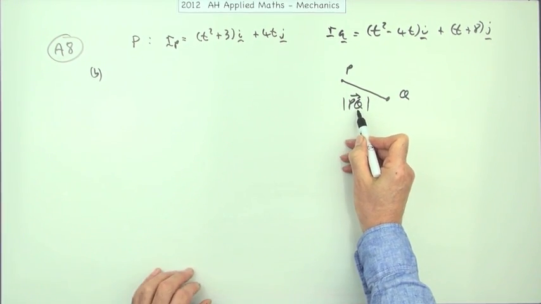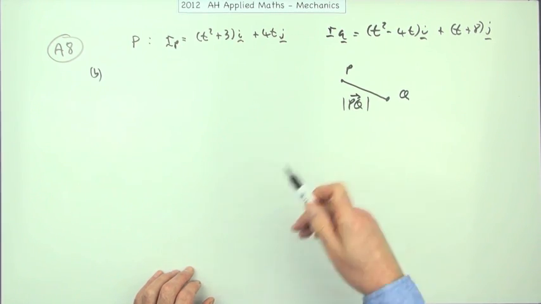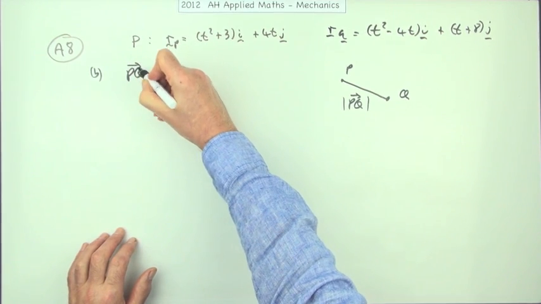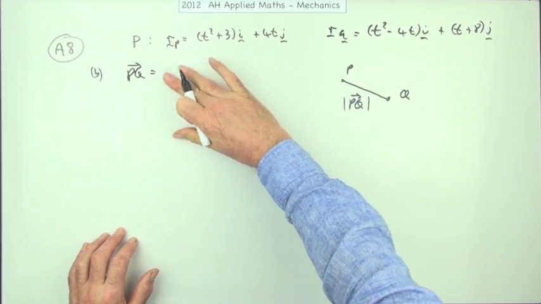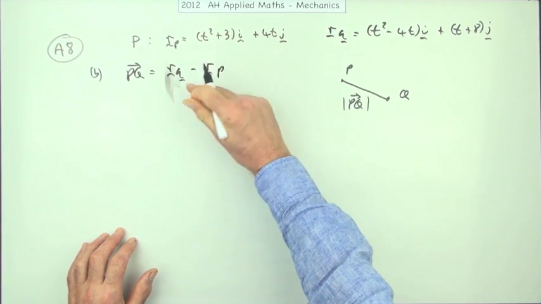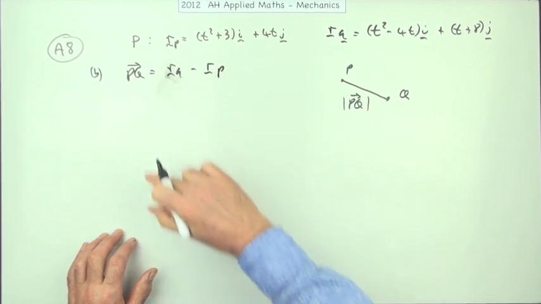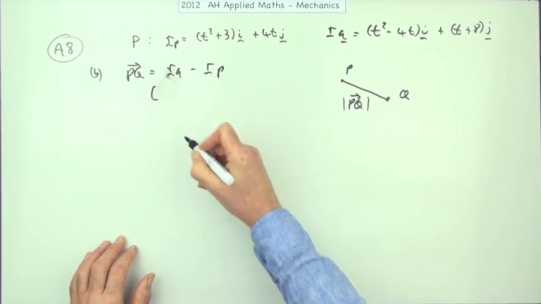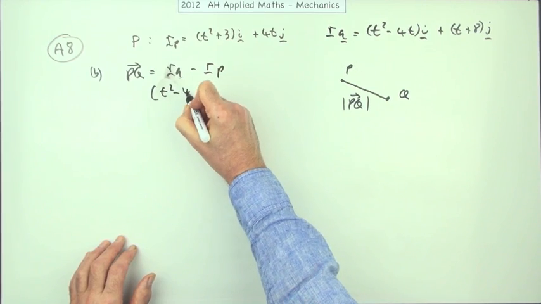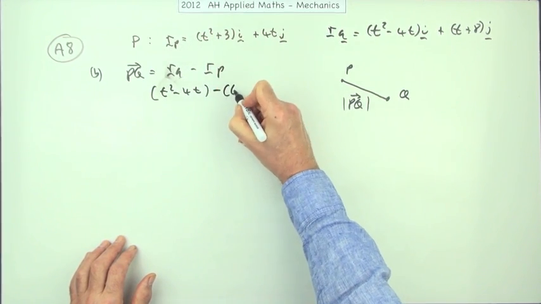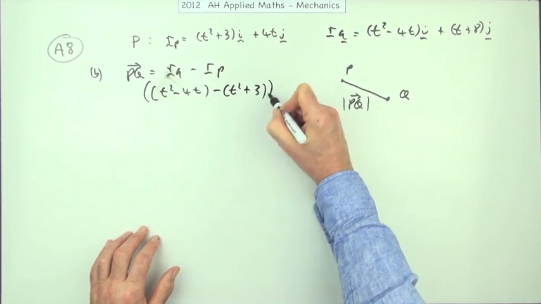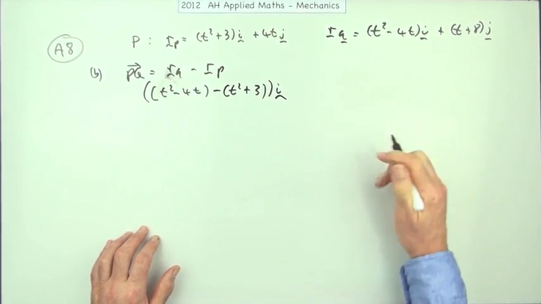Now, PQ will be the position vector of Q minus the position vector of P. So I'll do that, find that. So PQ would be, oh, we're not using Q minus P, we're using RQ minus RP. That didn't need to be a wee thing, that's just getting quite messy. Which would be t squared minus 4t minus t squared plus 3 for the first component. Oh, maybe I'll just concede and call that the first component.